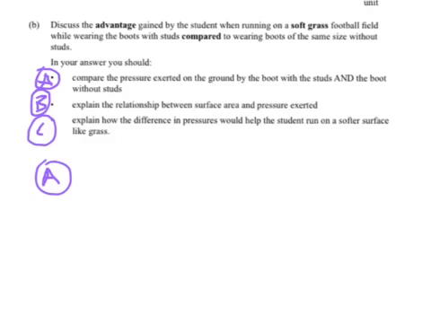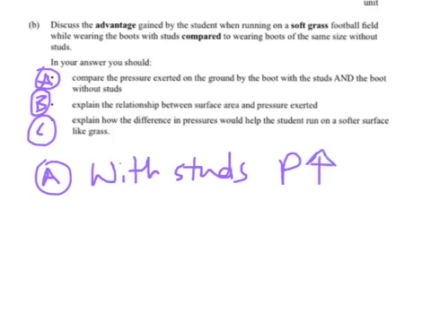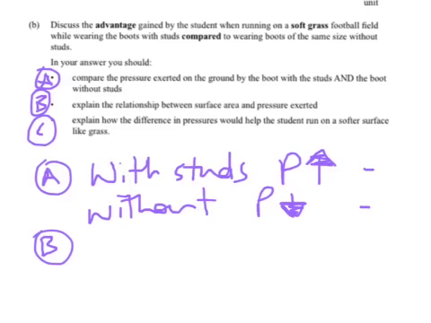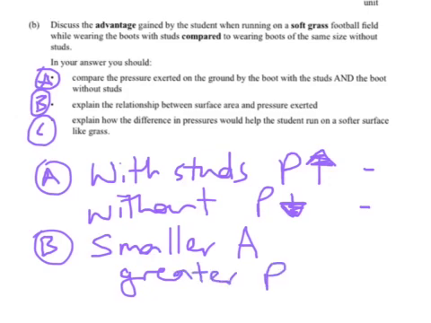So A, compare the pressure exerted between the two. The one with studs has a higher pressure, and without, the pressure is lower. Stating the obvious, you should always state both, just to be fully clear. The next part, B, explain the relationship between surface area and pressure exerted. So in this case, the smaller the surface area, the greater the pressure exerted on the ground.